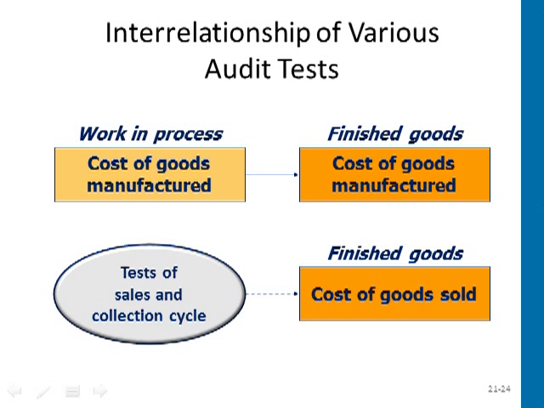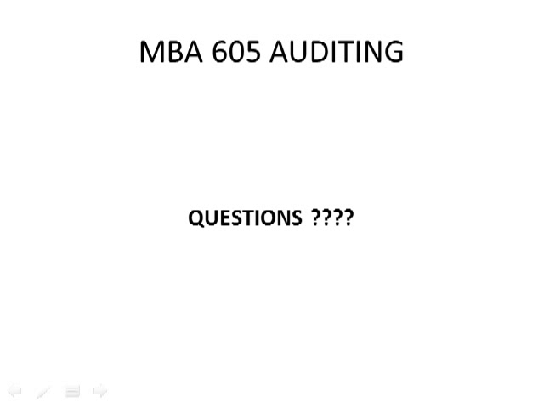And finally, the relationship between the sales and collection cycle and the inventory and warehousing cycle is not as interwoven. Nonetheless, most of the audit testing of the storage of finished goods, as well as the shipment and recording of sales, takes place when the sales and collection cycle is tested. And so this concludes our discussion of the audit of the inventory and warehousing cycle.